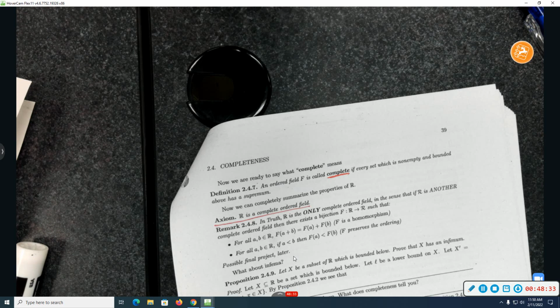For every a and b, if a is less than b, then F of a is less than F of b. F corresponds to the ordering. So there's a bijective homomorphism, so it respects the algebra, which also respects inequality. Those of you who have taken abstract algebra will know that means that this thing is an isomorphism. And in the context of algebra, that's what it means to say two things are the same. So if you build the real numbers 2 different ways, you can get from one to the other, and they both contain all the same information.